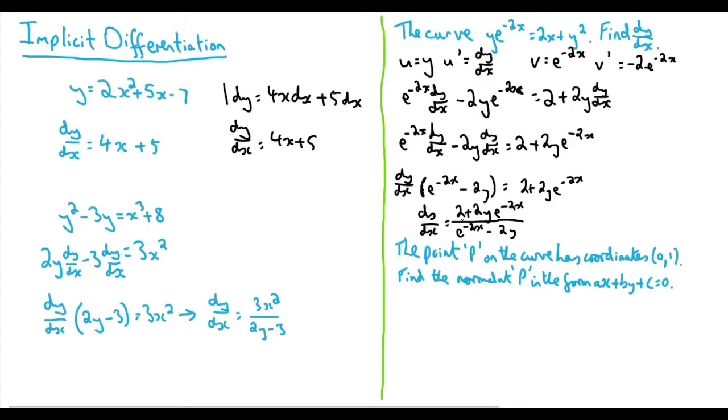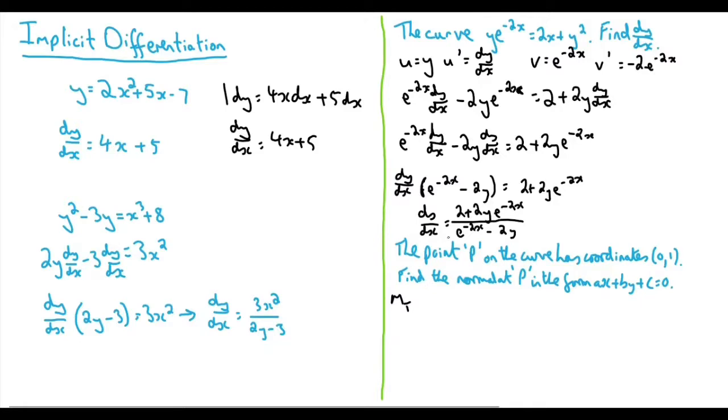With this as our equation for our gradient, therefore, we can say find the point P. The point P on the curve has coordinates 0, 1. Find the normal at P in the form ax plus by plus c equals 0. Well, if we're going to be working out a normal, which is a straight line, so a y equals mx plus c, we're going to need the gradient. And to get the gradient of the normal, you need the gradient of the tangent.